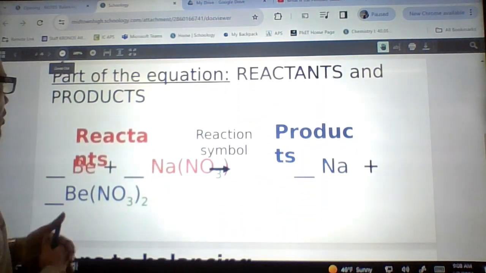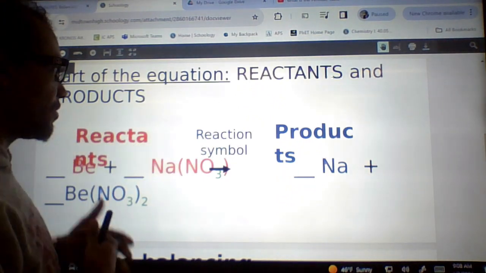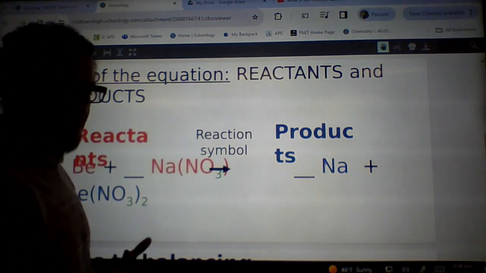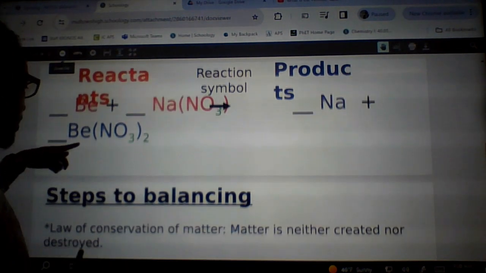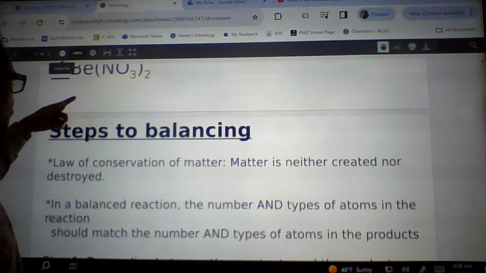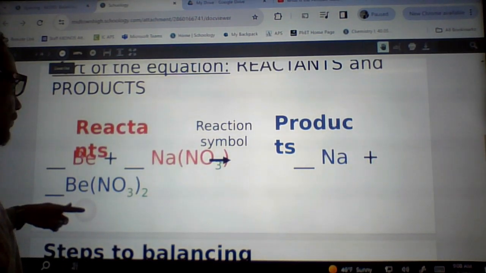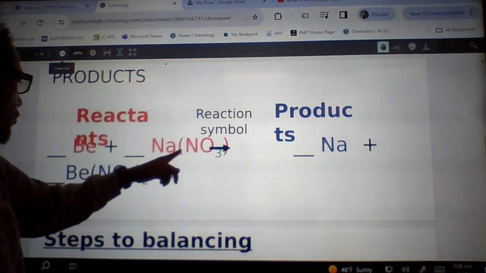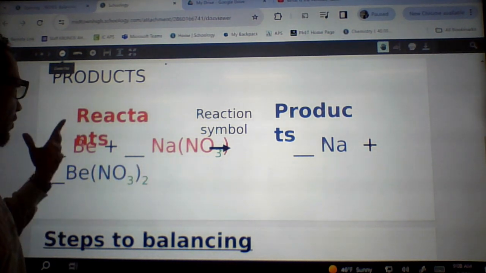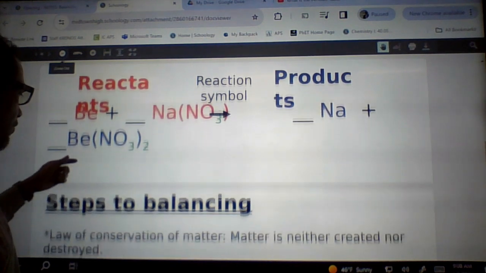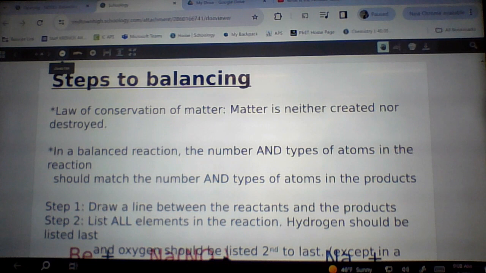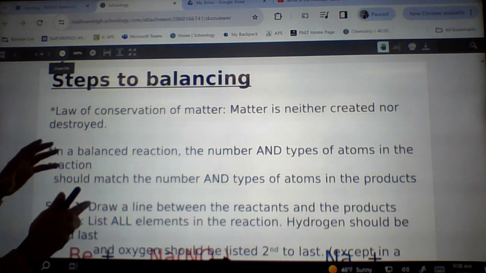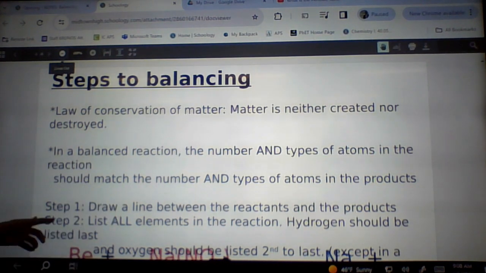All right, so on this side we have reactants, on this side we have products, and you'll be able to see it a little bit better once you download this. And we're going to practice that. On this one, we can see that there's one nitrate group, there's two here, and everything else is balanced, but we're going to practice balancing it. We want to make sure that the law of conservation of matter is observed. We can't have it created or destroyed. We have the same number and types of atoms on the products and the reactant side.